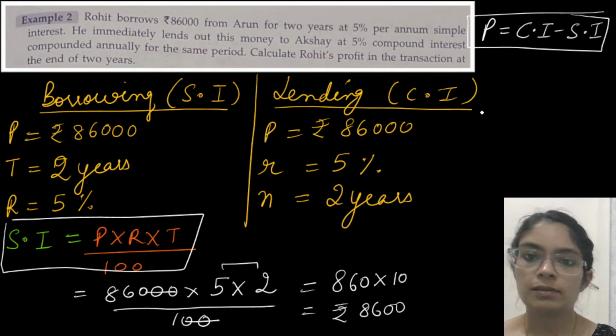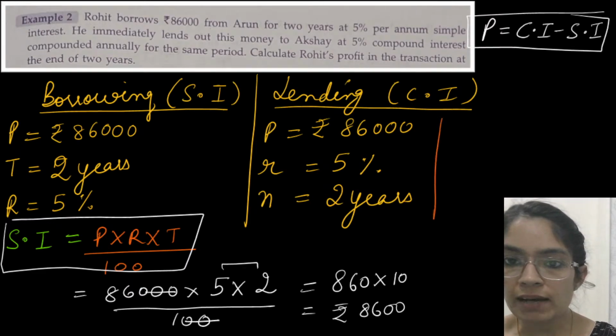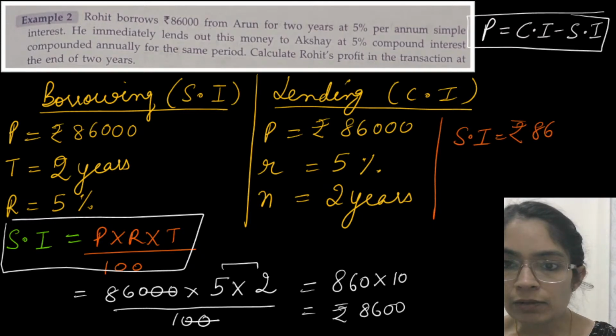So simple interest is equals to 8600. We have found the value of simple interest.